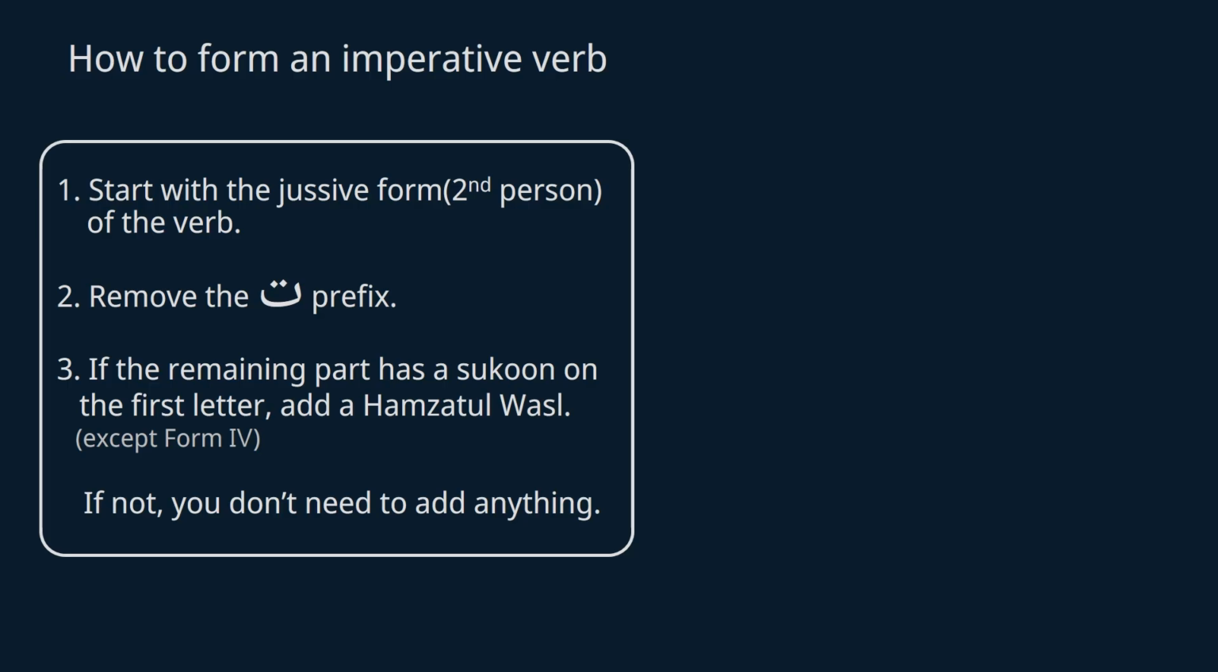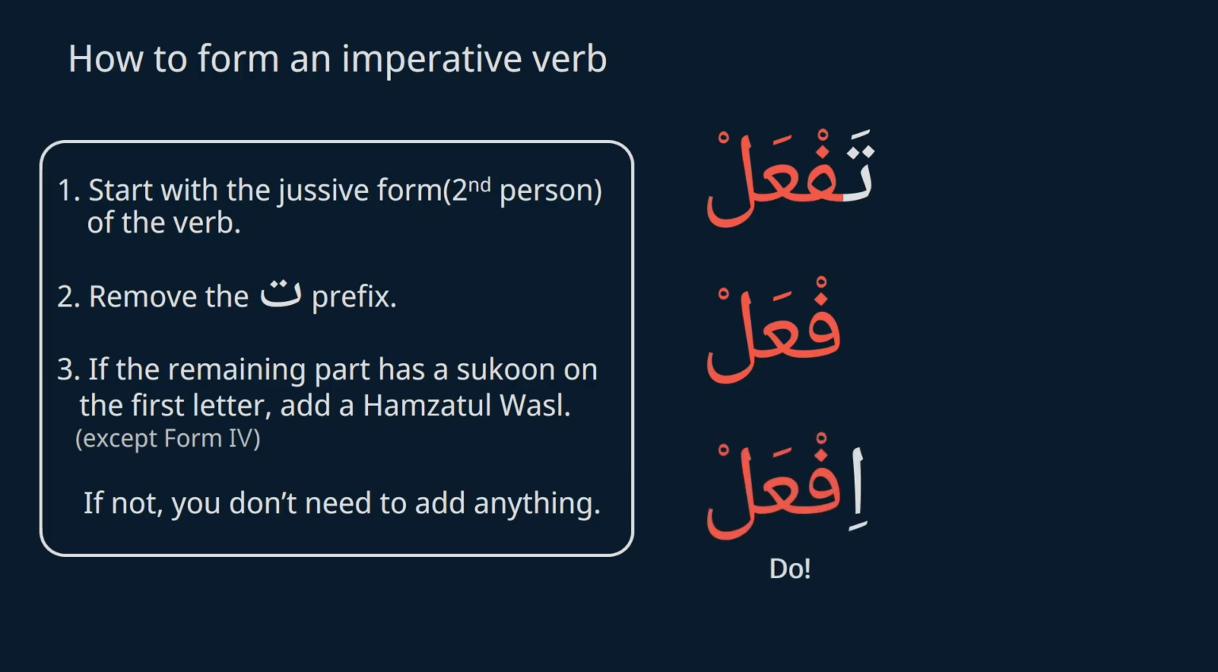So let me show you how to derive an imperative form from this verb tafal, which is the 2ms jussive form of the verb fa'ala. Step 1. Start with the jussive verb. Step 2. Remove the ta prefix. Step 3. If the remaining part has a sukun on the first letter, add a hamzatu wasl. What about this one? Does it have a sukun? Yes. So we add a hamzatu wasl, and the final imperative form is if'al.